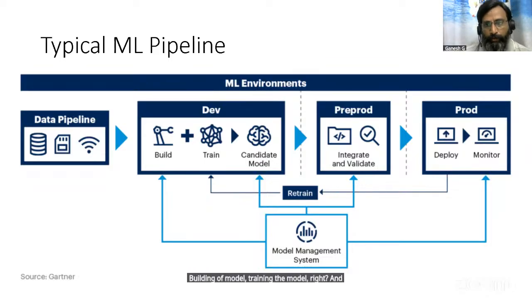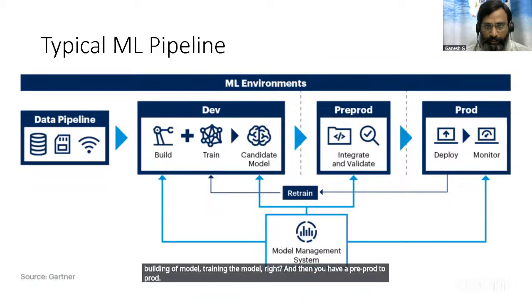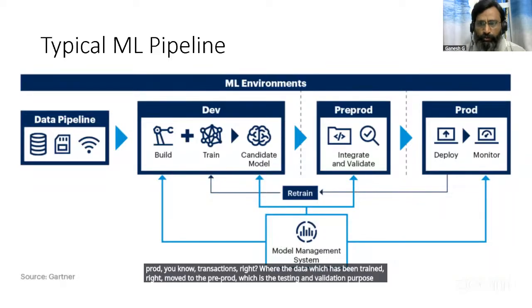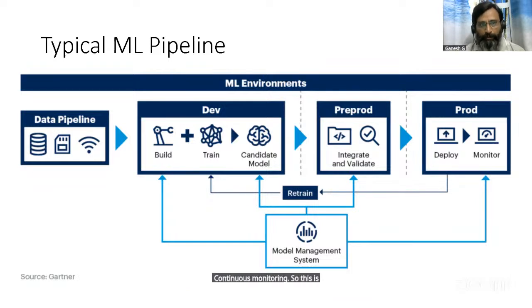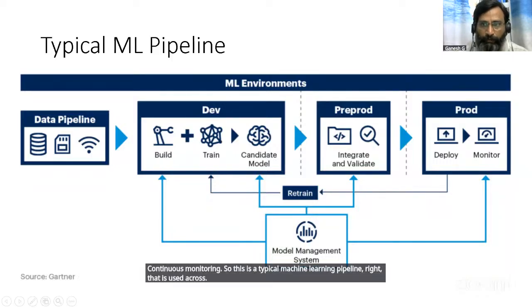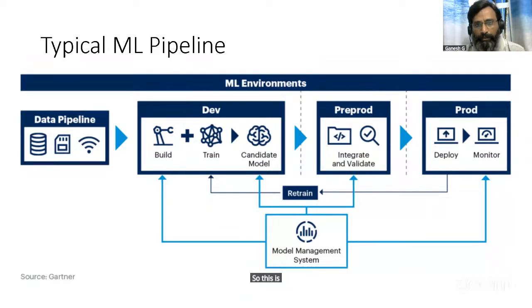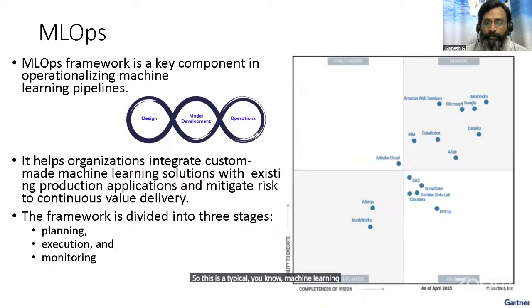And then you have pre-prod to prod transitions, where the data which is being trained moves to pre-prod, which is for testing and validation purposes, and then it moves to production for deployment and continuous monitoring. So this is a typical machine learning pipeline that is used across. We are not really talking about any specific model. It may be a BERT, it may be a Llama, whatever model you can think about. So this is the typical machine learning pipeline that you can refer to.